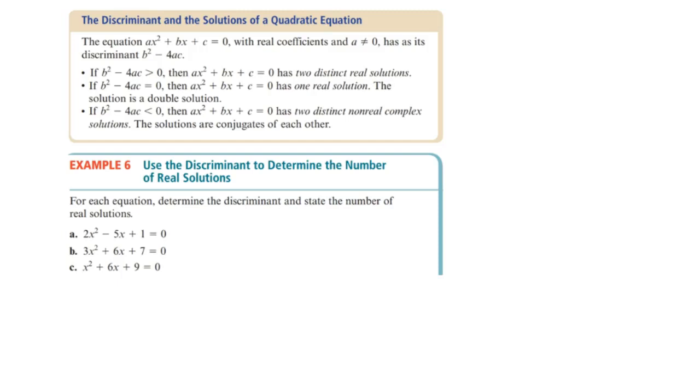All right, so we're going to move on to example 6, which is involving the discriminant to determine the number of real solutions to the following equations. So here, notice that we want to state the number of real solutions, that's the ultimate goal. Now, notice up here in the chart, the discriminant and solution of a quadratic equation, that we use what's known as the discriminant.